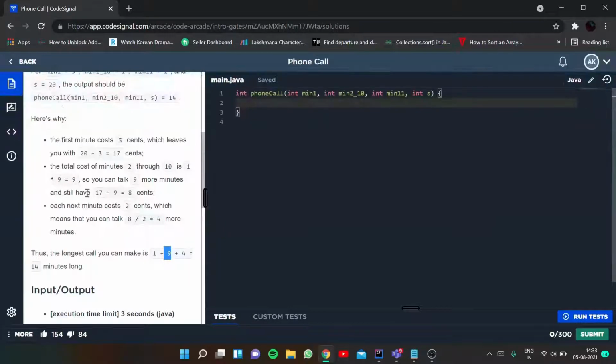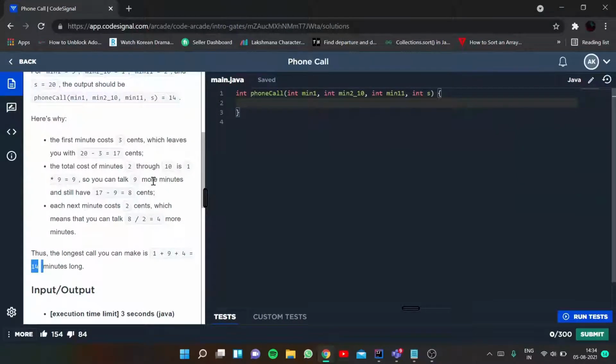Now after the 10th minute, every minute costs 2 cents. We are left with 8 cents, so we are going to divide that 8 by 2. We divide that cent amount by 2, which means every call costs 2 cents. So we are getting an additional 4 minutes. So 1 plus 9 plus 4 we are getting, so that is 14 minutes long in total. So we have to find the longest call that we can make.